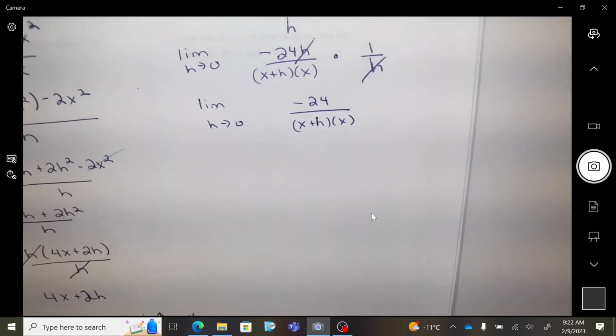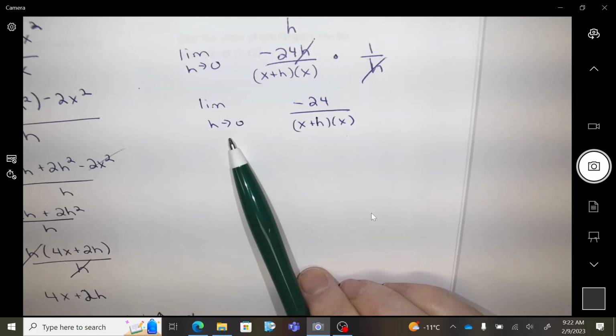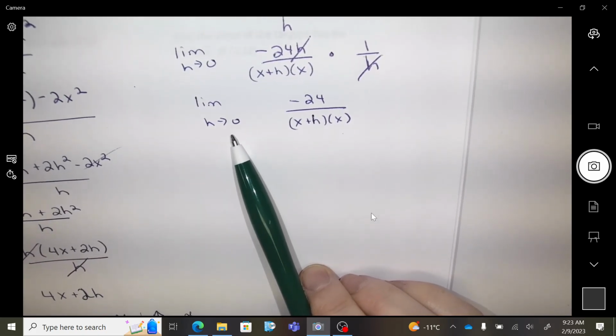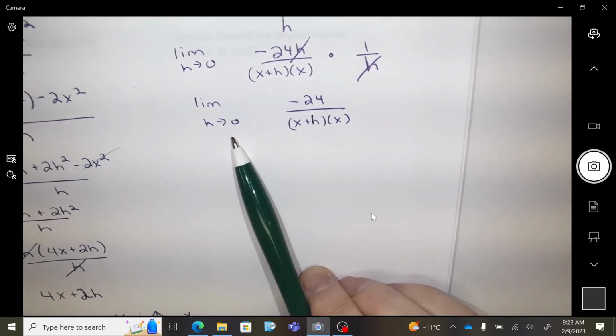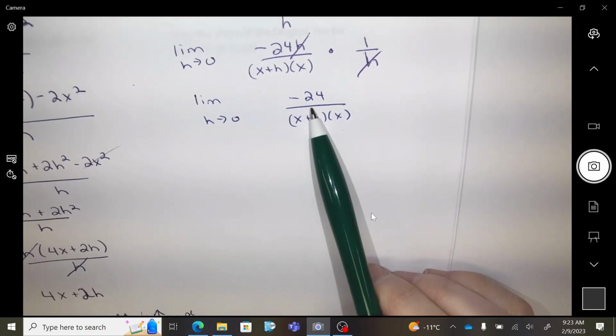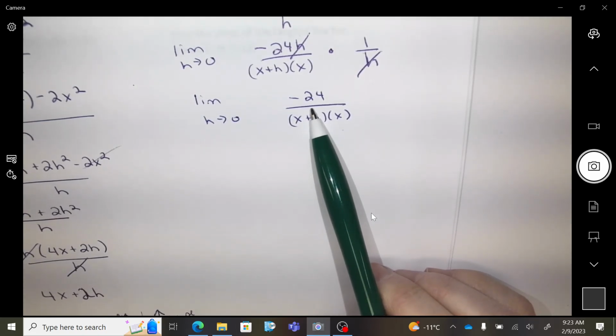Okay, I'm done writing limit. Did you notice I wrote limit always in front until I'm literally ready to plug it in? I'm ready to plug it in now. So if I put h in, so I'm just going to cover h of 0, what's the bottom going to be?